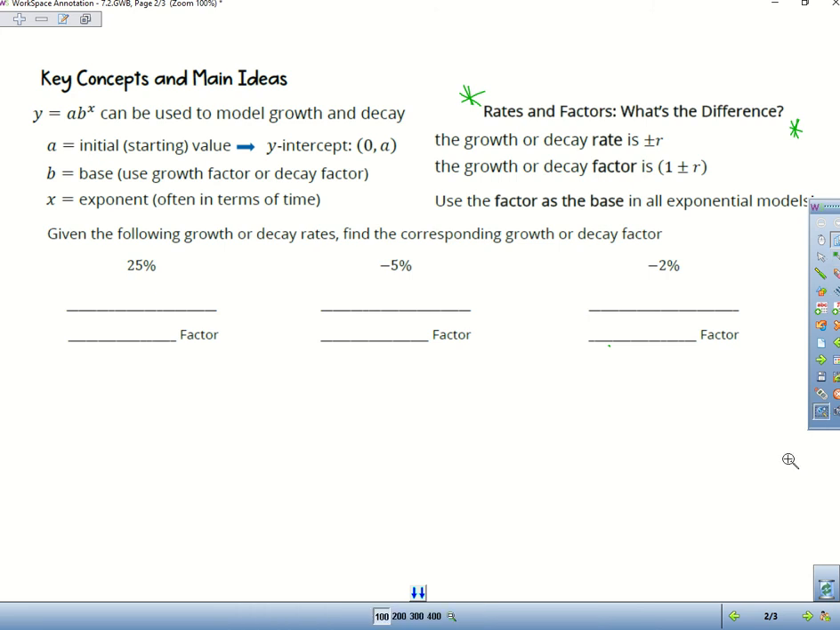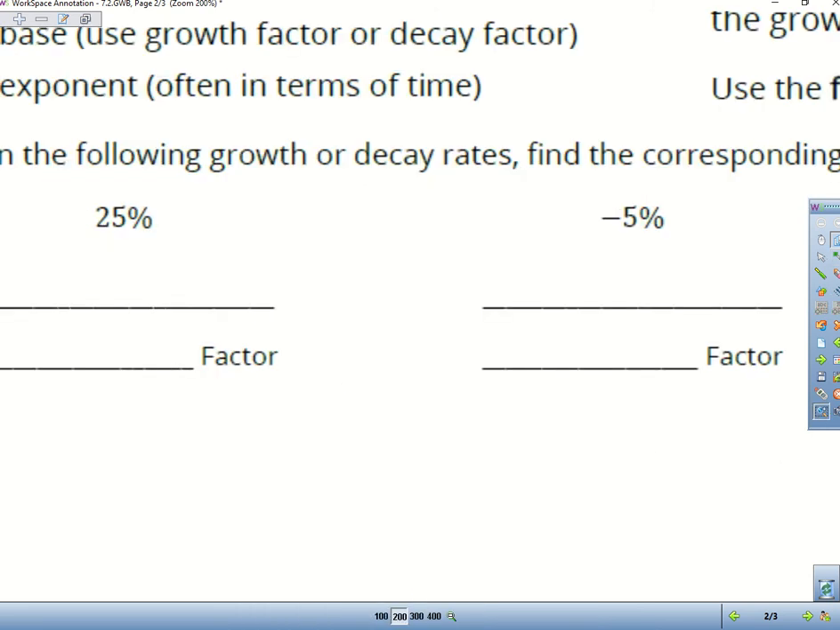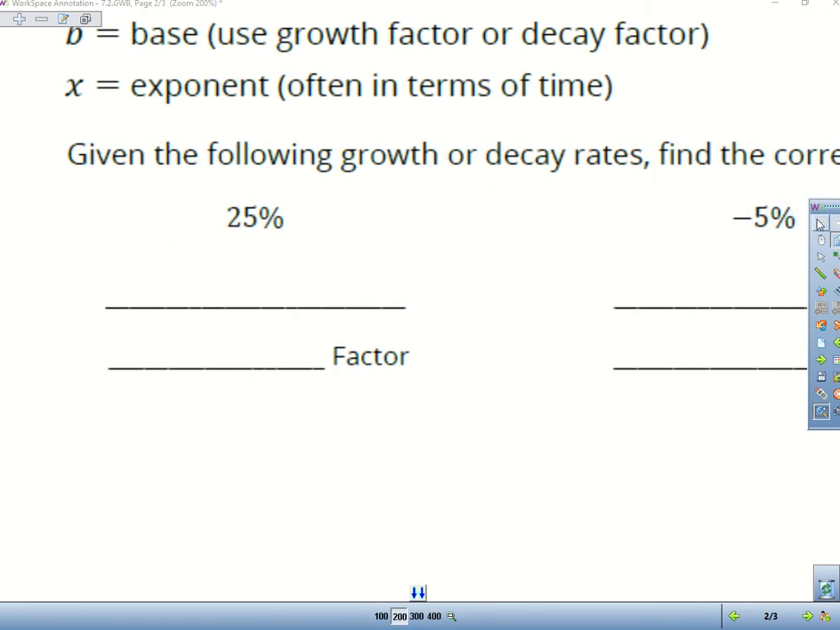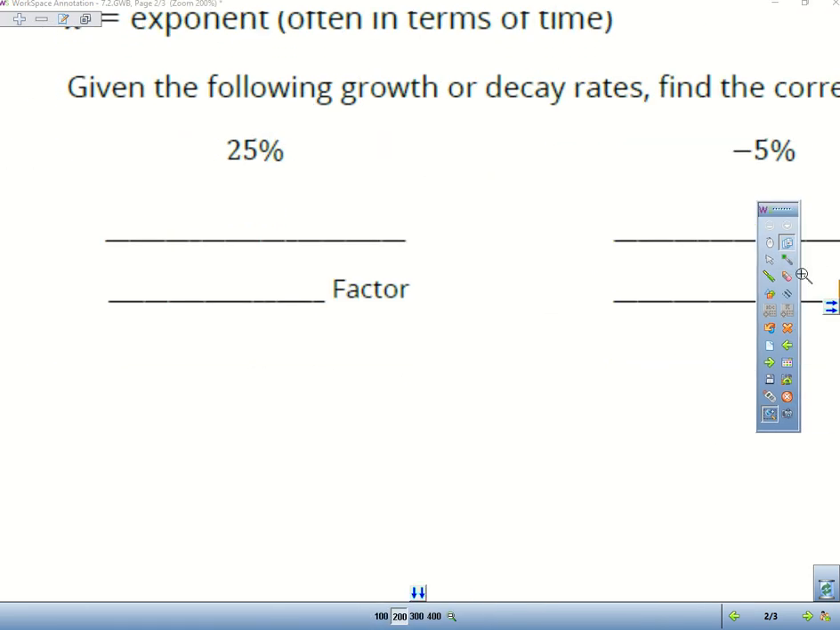So the first thing we're going to do is convert these growth and decay rates into growth and decay factors. So they're going to have to tell you if it's a growth or decay rate, but if they don't mention it at all and they just give you a percent, you assume if it's positive that it's growth. So first thing you have to do is convert this growth rate into a decimal.